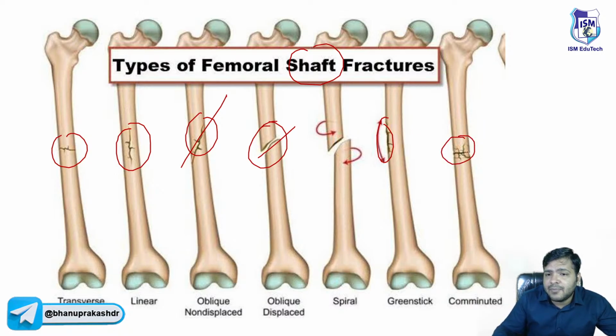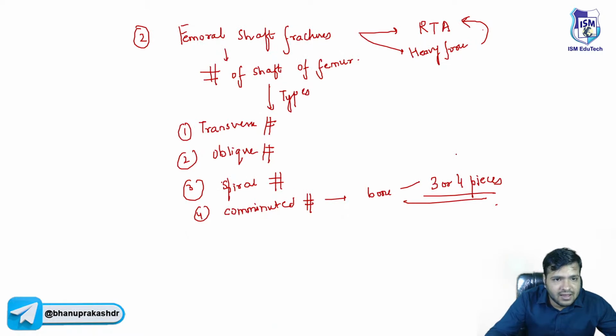And you can see the comminuted one. We have 1, 2, 3, 4 segments, four pieces we can see over here, right? So it divides into this type of fracture. So these are the types of femoral shaft fractures.